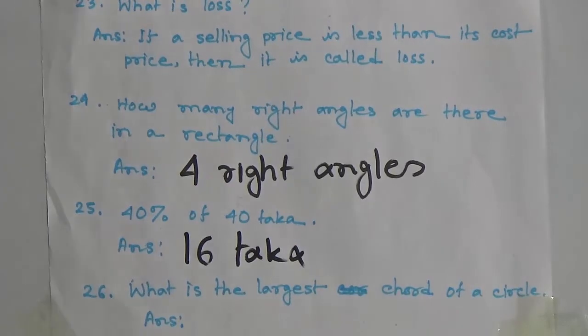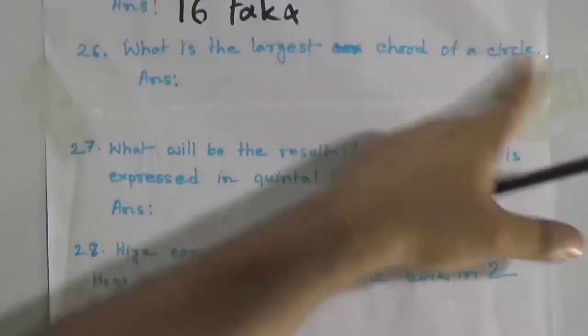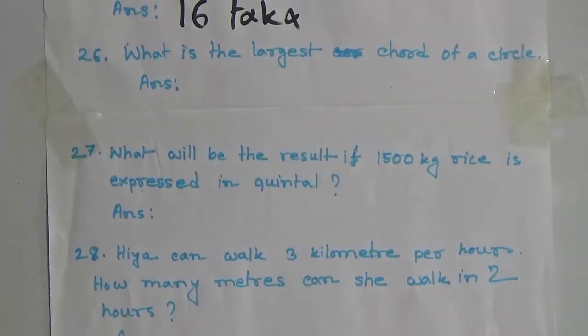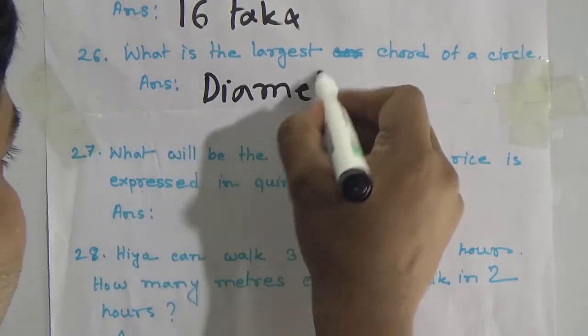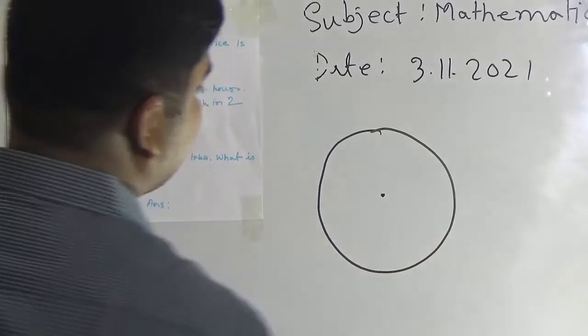Next, question number 26. What is the largest chord of a circle? My dear student, the largest chord of a circle is called diameter. Diameter. Please notice the figure. This is a circle. This is its center.